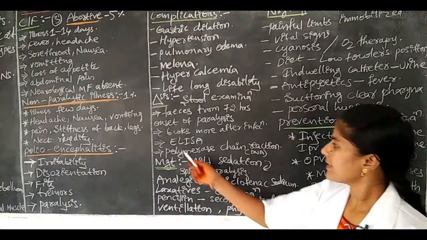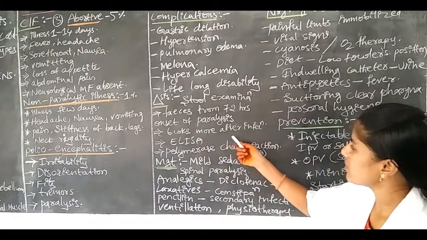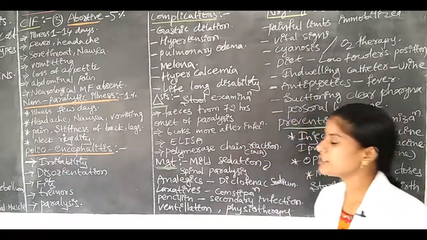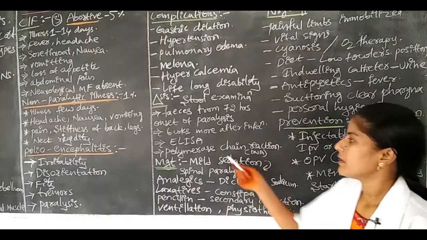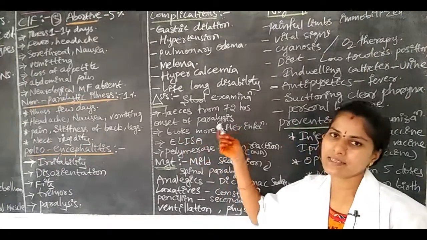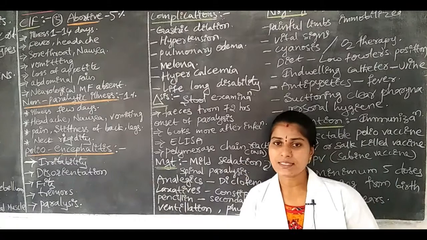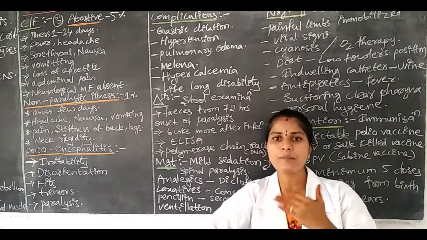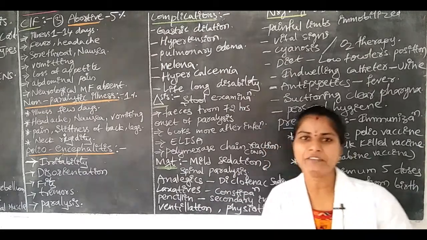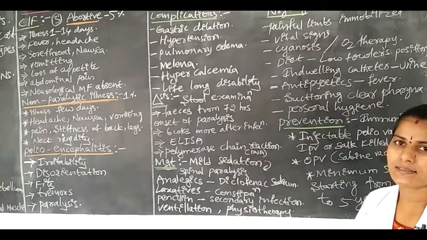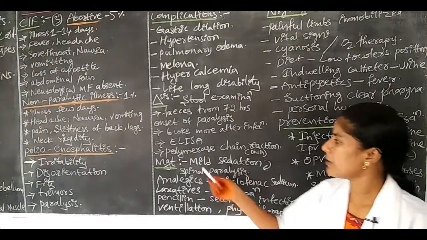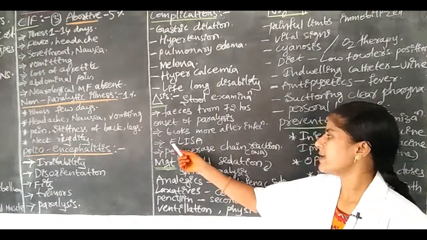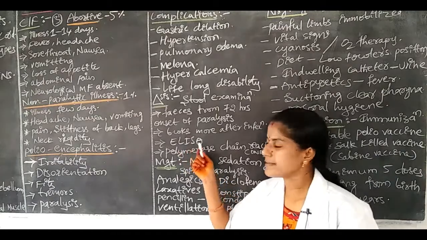The virus can be identified up to 6 weeks or more after infection. Once children are affected by the poliovirus, we have to identify that particular virus up to 6 weeks or more. Next, we do the ELISA test, the enzyme linked immunosorbent assay test.